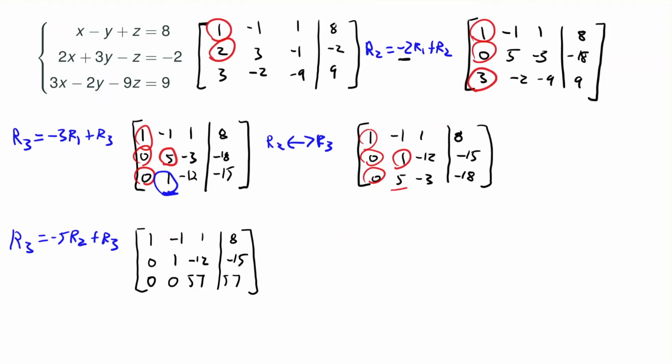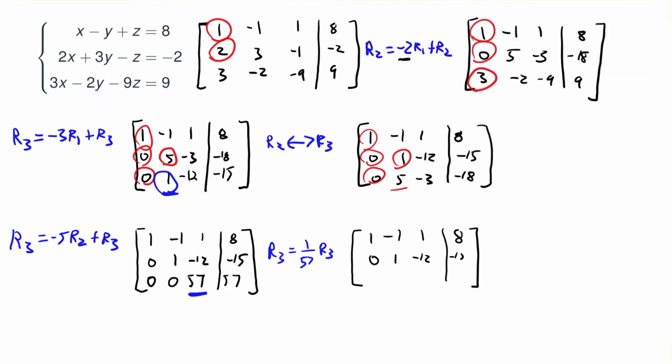So then for the last row operation, we need to make this, sorry, not that one, this 57 a 1. So what we can do is we let row 3 equal 1 over 57 times row 3. So everything else stays the same. Zero, 0, we divide by 57, which gives us 1. Divide by 57 gives us 1. So this tells us that z equals 1.